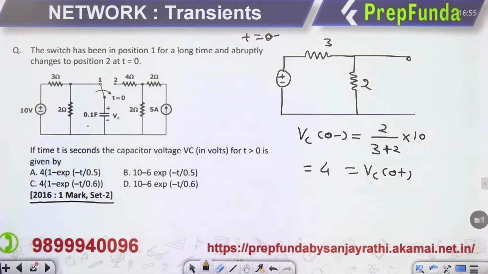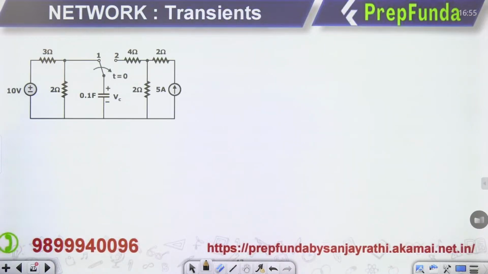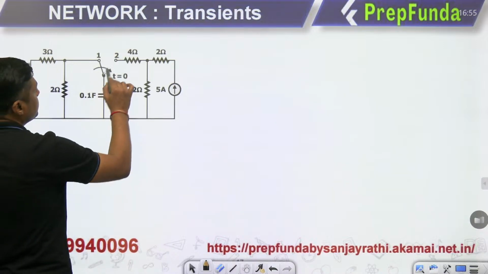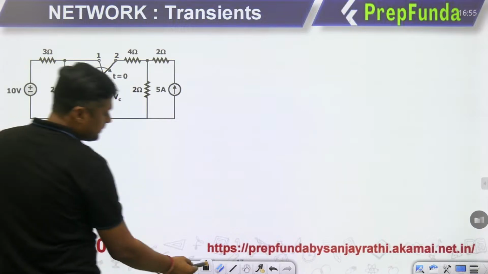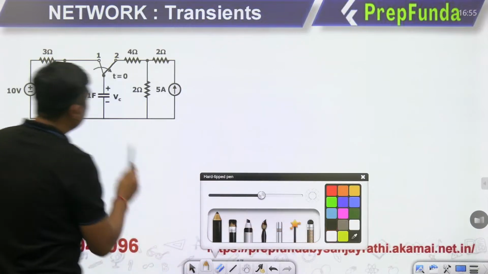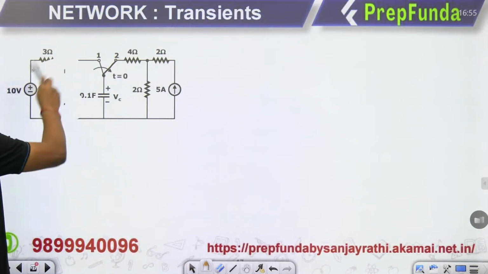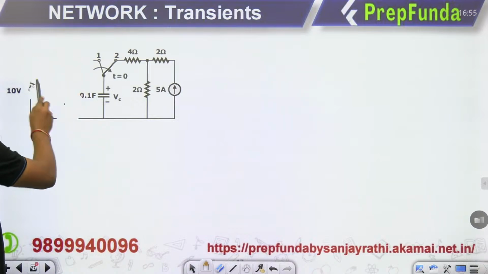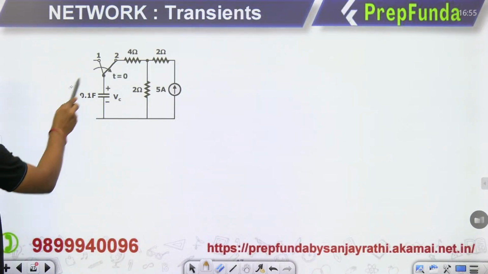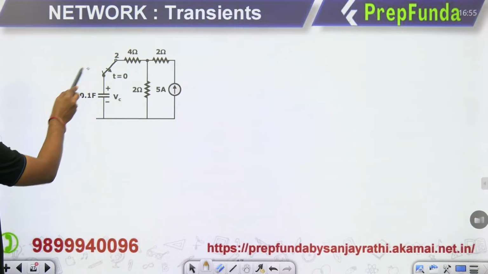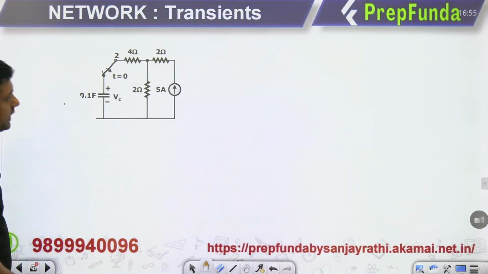अब आते हैं, ये आ गया 4 volt. Now this switch is connected at 2 and you have to find the equation. So you have to find the steady state value as well as time constant. Now this is connected here. So you can remove this part. This part is not required now because it is disconnected from this part. Now here it is connected.